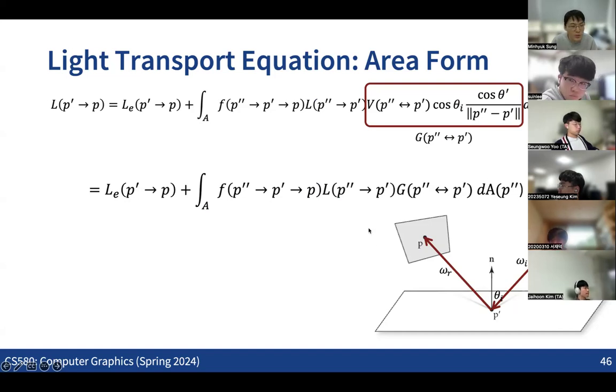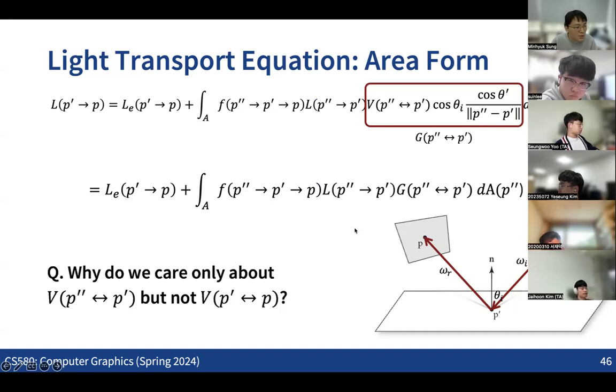Here, one quick question is: why do we only care about the visibility between P double prime and P prime, but not between P and P prime in this equation? Isn't it weird? We only care about the visibility between P double prime and P prime, but not between P and P prime in this equation. Why?